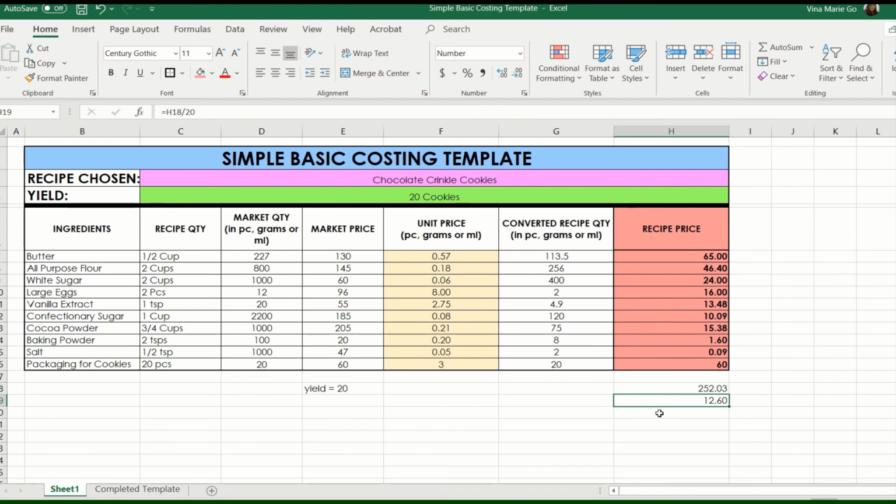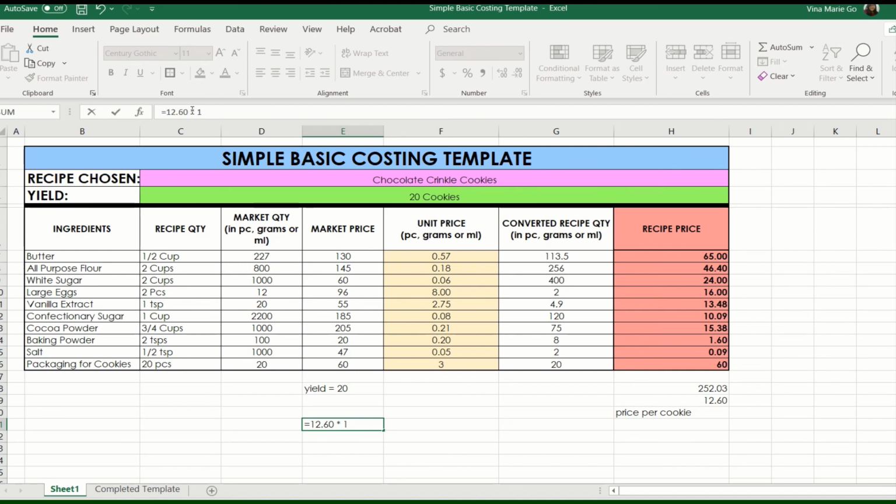When we move the decimal points, it will also round the numbers for you. So the cost of the cookie, please ignore the price per cookie there, is 12.60. Now we're going to multiply it with the profit that I am including here. That is 100%. The 50% in decimal is 0.50. I am multiplying it by 1 to get 100%. So that is another 12.60.